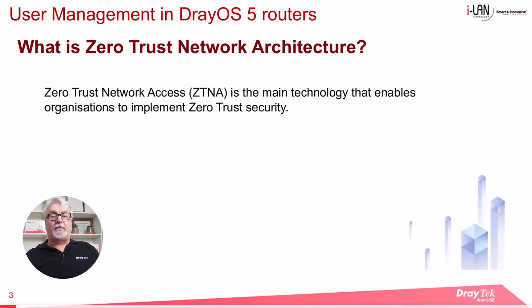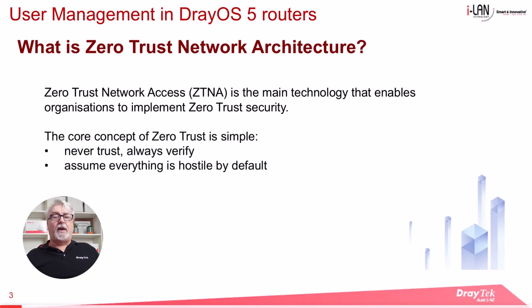Before we start looking at user management in DrayOS 5 routers, let's have a recap of what Zero Trust Network Access, that's ZTNA, is. This was covered in one of our previous webinars, so I won't go into too much detail today. The core principle is never to trust, always verify, and assume everything is hostile by default. That means that all devices on a network should not be trusted by default, even if they're connected to a permissioned network such as a corporate LAN, and even if they were previously verified.